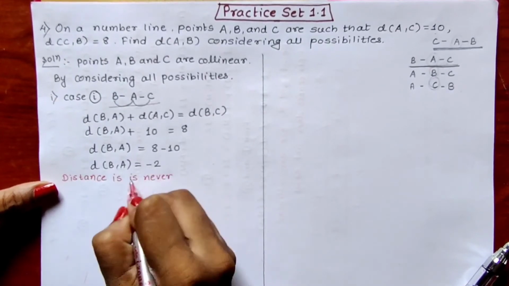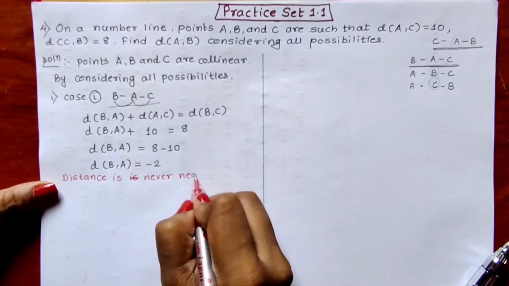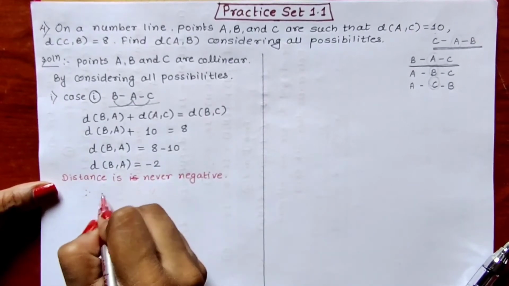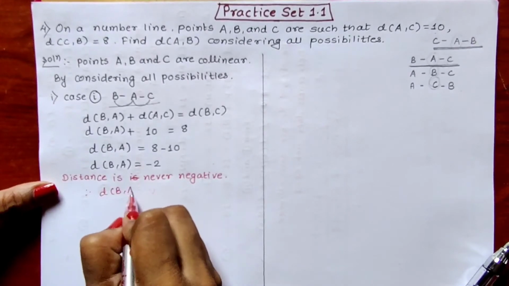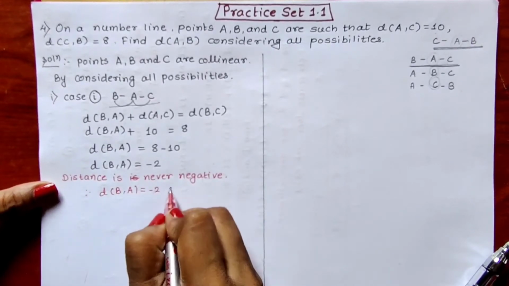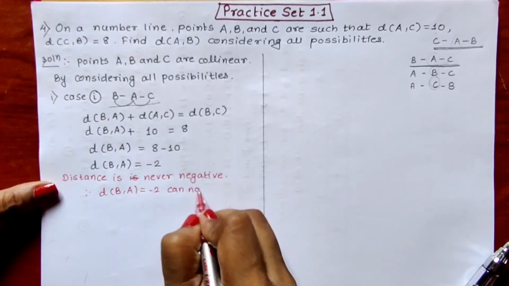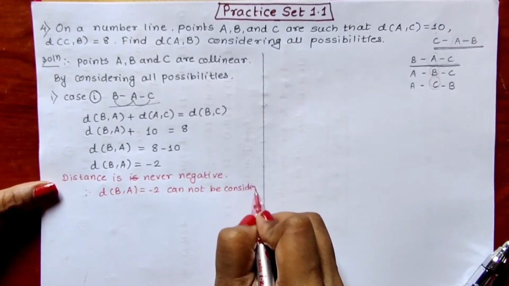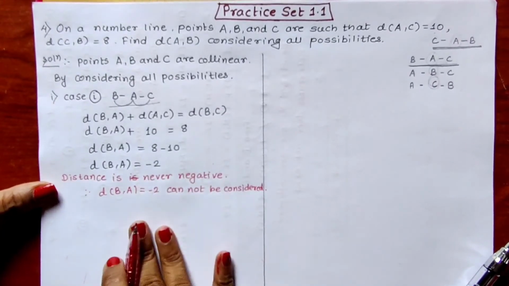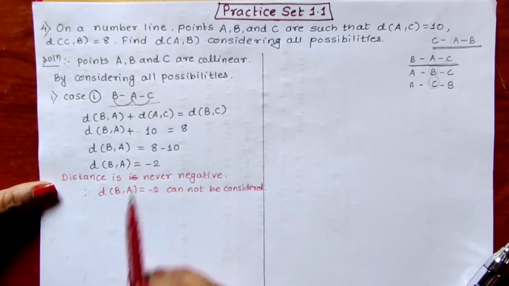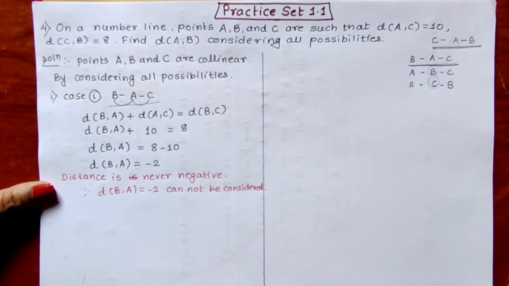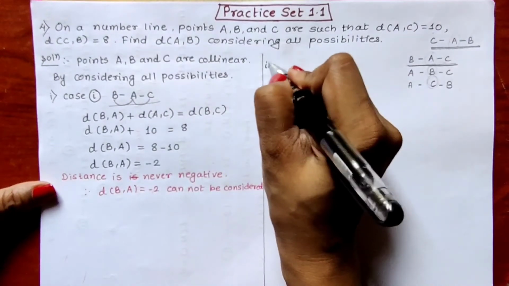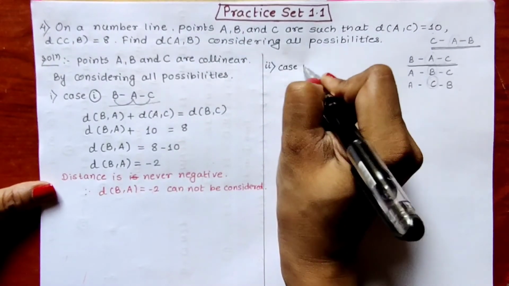Distance is never negative. Therefore, distance BA equal to -2 cannot be considered. Okay, so in this way we should not consider this distance BA equal to -2. Now let us see our second case, which is case 2.